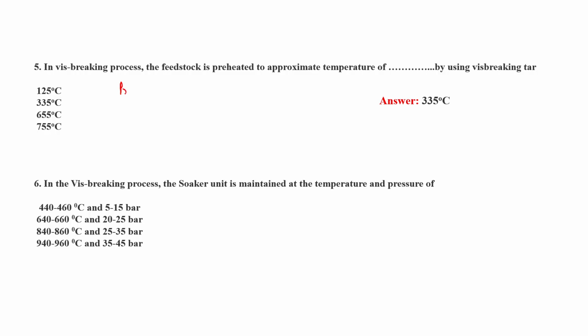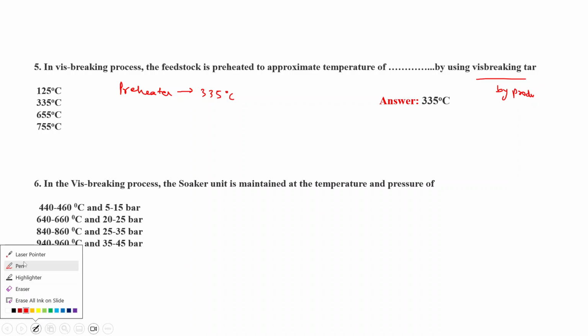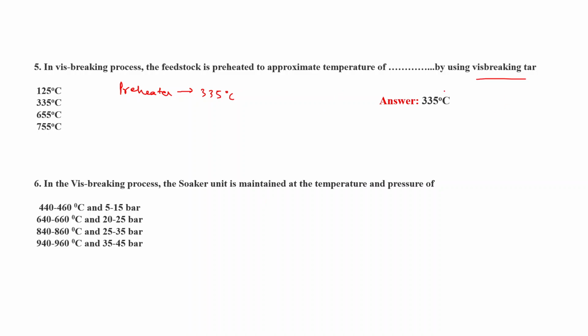As I told, in the preheater it is heated to 335 degrees C and the heat recovery is done using the visbreaking tar, which is basically the heavier grade product, the residue left after the vacuum distillation.